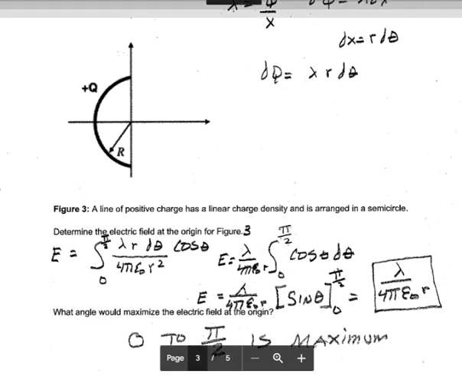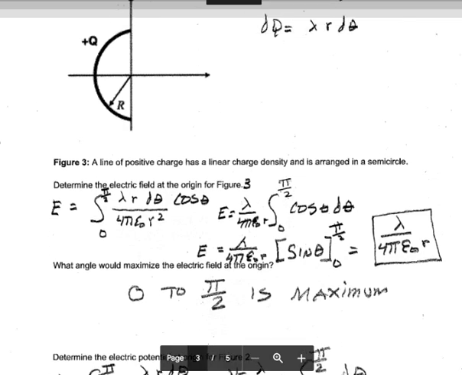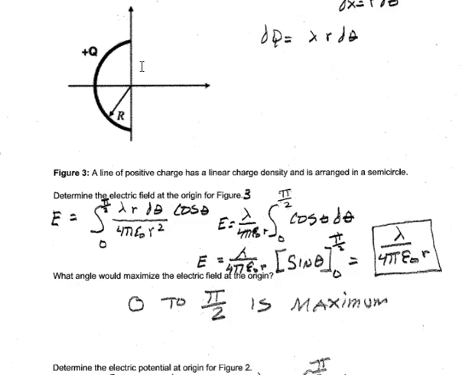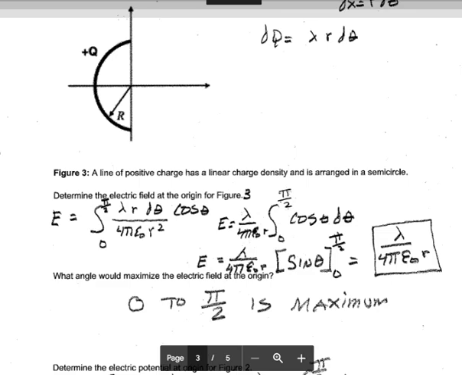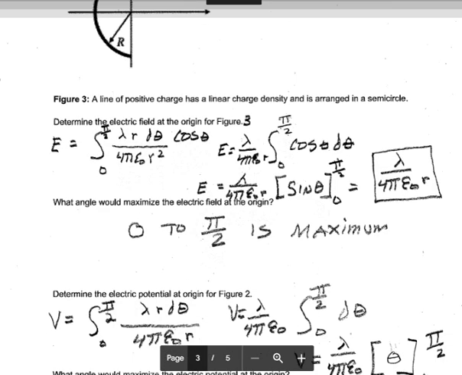Now it asks, what angle would maximize the electric field at the origin? That would be from 0 to pi over 2. This semicircle does maximize it, because if we start to go over here, then we're going to get some effects going in the opposite direction, canceling out electric field in the positive x direction. So that maximizes it. Now what about the electric potential at the origin?